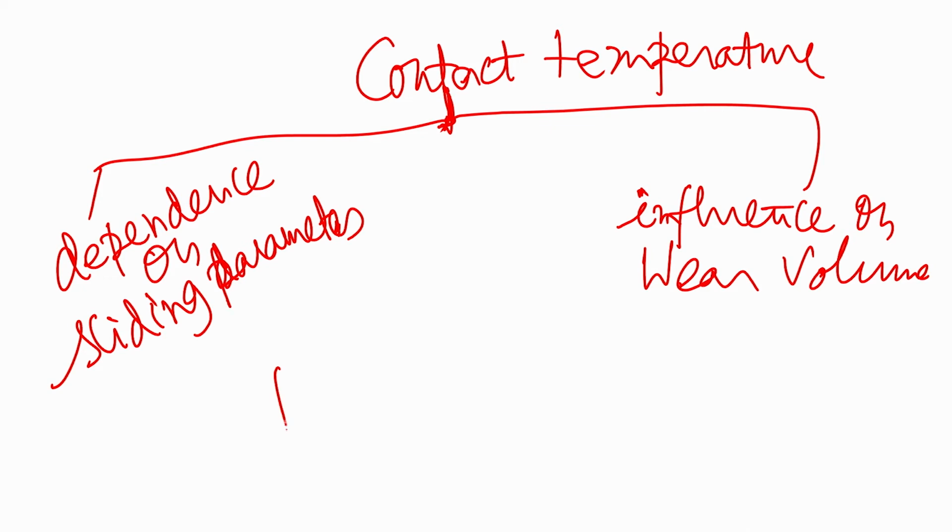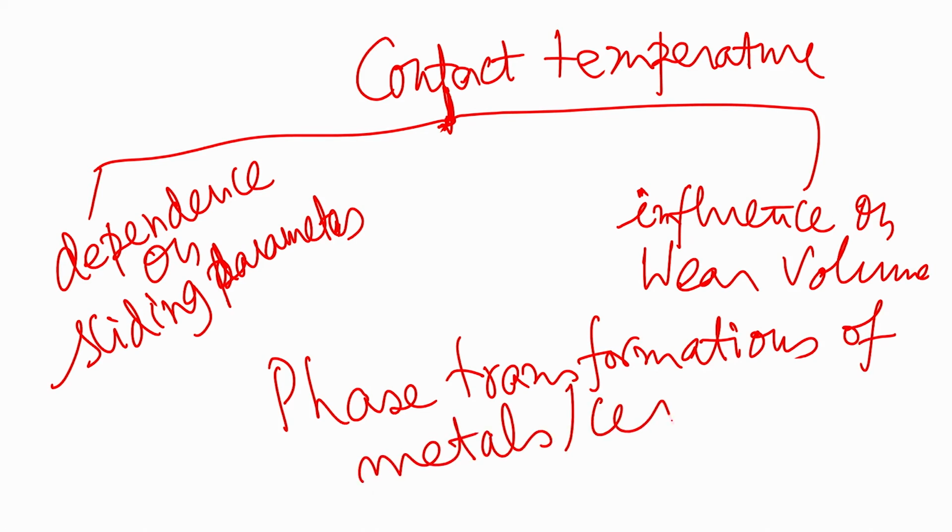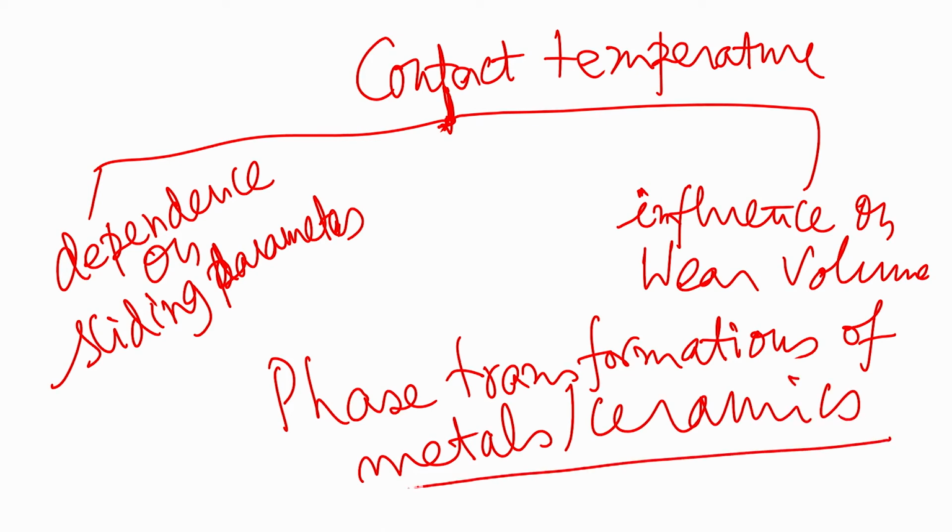In metals, for example, phase transformation also takes place. In metals and some ceramics like zirconia, phase transformations are largely influenced by contact temperature. So, from a material science point of view, the contact temperature is very important, because it can cause certain phase transformations in titanium alloys or some zirconia ceramics, and as a result the material properties would also change substantially because of the large contact temperature.